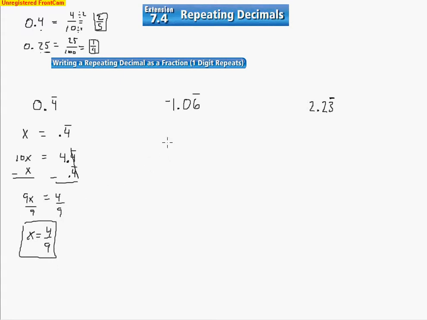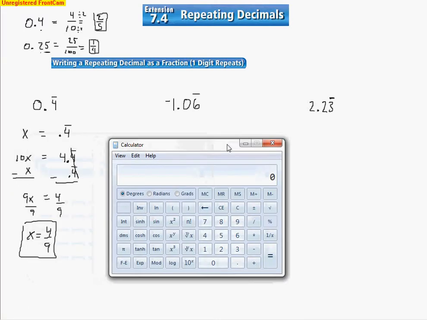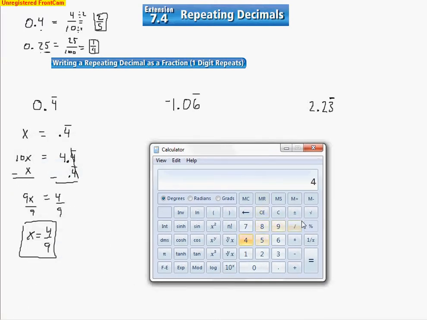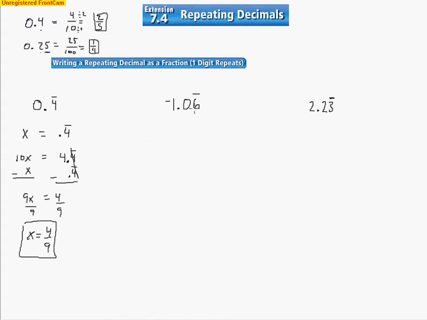So let's take a look at the next one. Again, we can check that answer by pulling up a calculator and plugging in those numbers. 4 divided by 9, you can see how the 4s repeat. We'll check the next one after we're done here. What's different about this one is we don't have the 6 right next to the decimal point.